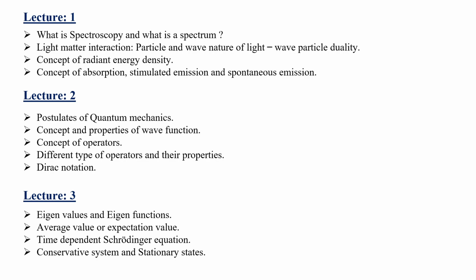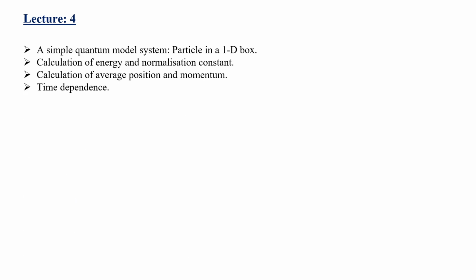In lecture 4, there was a simple quantum system that was taken to explain all of these things. The system was a simple quantum model, that is a particle in a 1D box. And then he has calculated the energy, corresponding wave function, and also the normalization constant. Also, calculation of average position and momentum was done for those systems. And also, if time dependency is there, what will be the change in the wave function, which another part is coming in the wave function, he has shown.